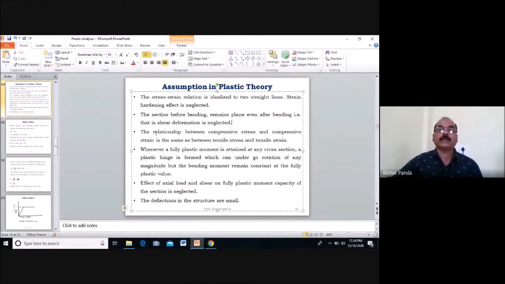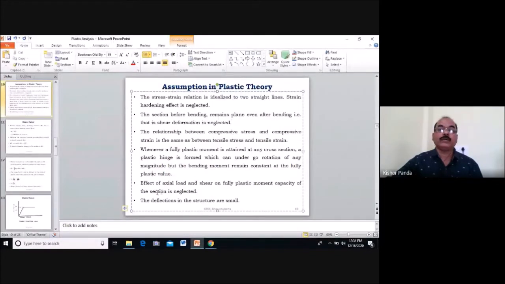And the third assumption: the relationship between the compressive stress and compressive strain is the same as between tensile stress and tensile strain. Then the fourth assumption: whenever a fully plastic moment is attained at any cross section, a plastic hinge is formed, which can undergo rotation of any magnitude, but the bending moment remains constant at fully plastic moment.